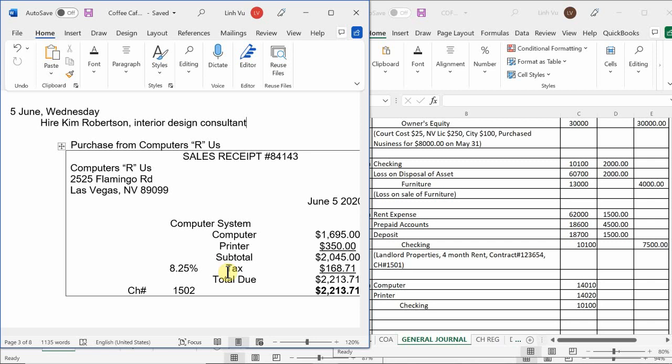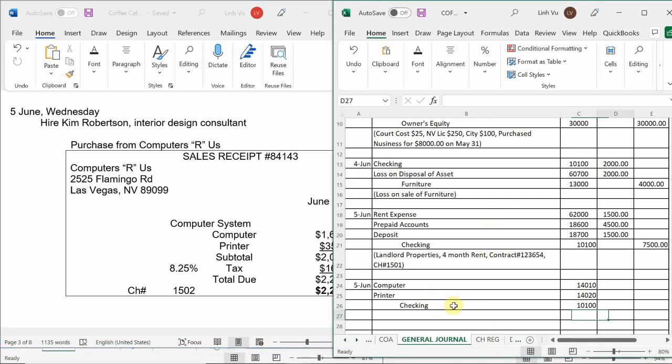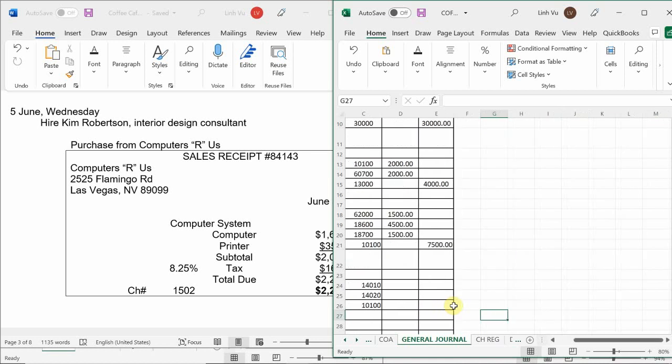Now, in this case, how do I split the tax? Am I going to split it right in the middle and distribute it to the computer and the printer? How would I split the tax? You figure it out. So 1695 times the 8.25%. Correct. You need to prorate it. So in this case, I'm going to use the rest of the side of my journal to compute my numbers here.